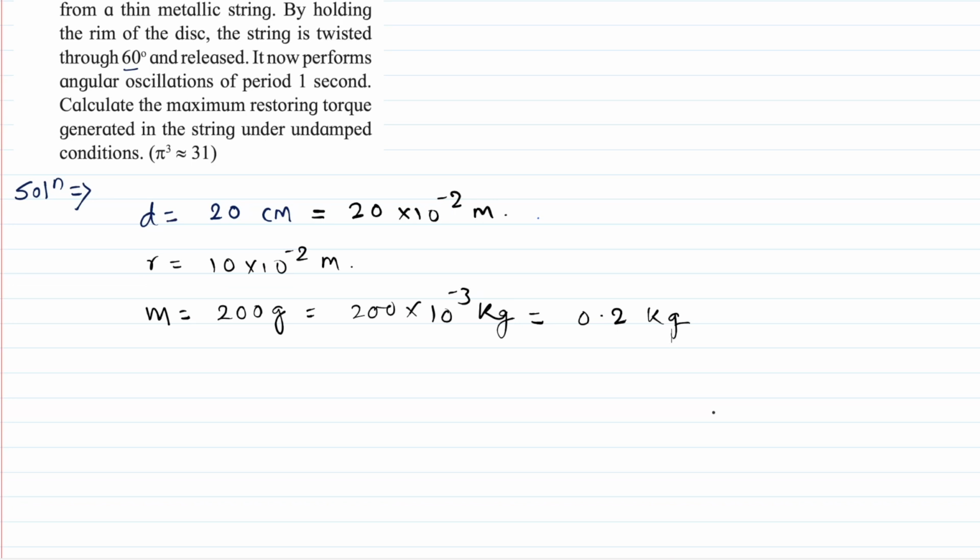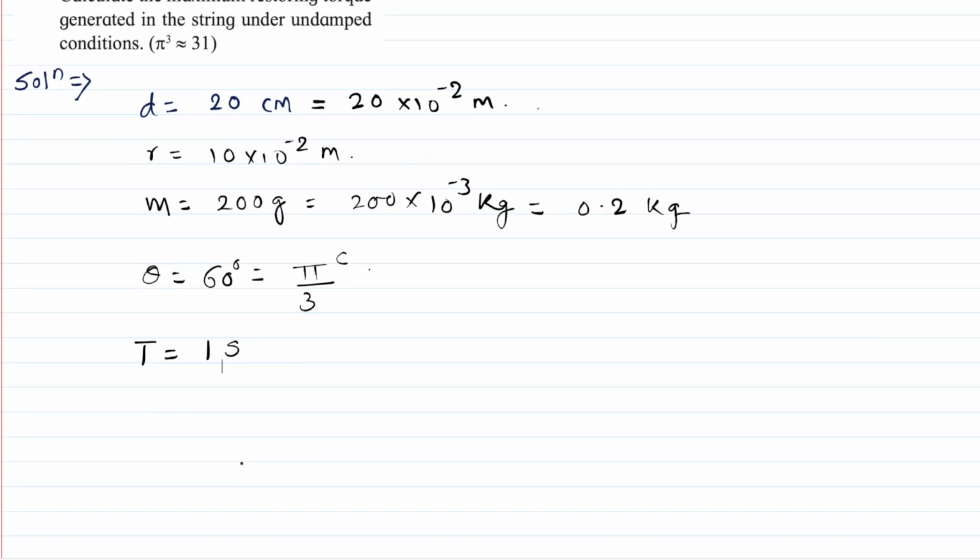Also, by holding the rim of the disc, the string is twisted through an angle theta. Theta is 60 degree. Therefore we will convert the 60 degree into radian, and 60 degree is nothing but pi by 3 radian. Now the angular oscillations have period T equal to 1 second.